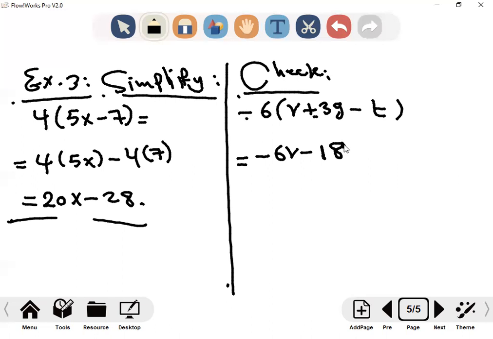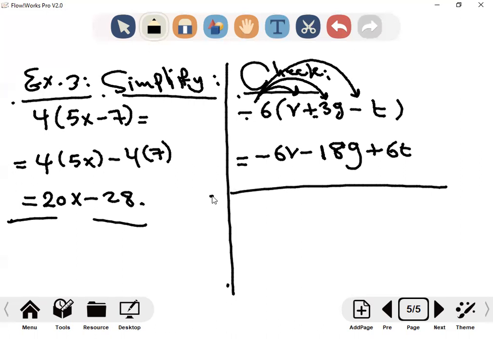Negative 6 by 3 is negative 18. So negative 18G. Okay, we're done. Here negative 6 with R is negative 6R. Negative 6 with 3G plus is negative 18G. Now focus. Negative 6 with what now? With negative T, which means negative multiply negative, right? Positive. Excellent.